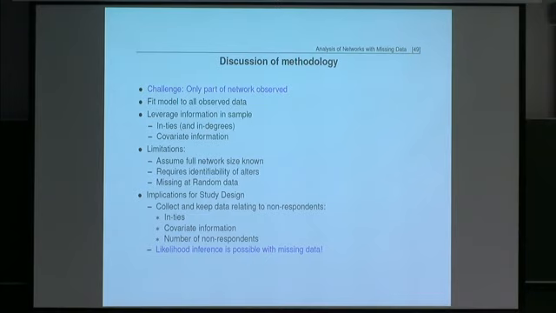Implications for study design: we get to collect and keep data relating to non-respondents, so in particular the in-ties that they receive, and any covariate information we may have on them from a follow-up study or a study that was conducted separately. For AdHealth, there was both an in-school and an at-home study. And we can also keep information on the number of non-respondents. And the big takeaway here is that we can still do a type of likelihood inference when we have missing data.